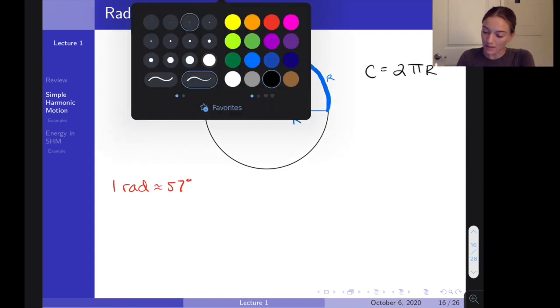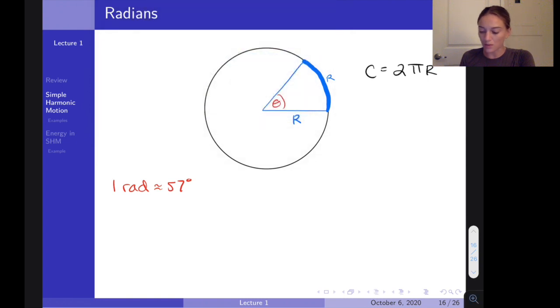So 1 radian is equal to 57 degrees, and if you want to switch between radians and degrees, let's say we had 1 radian, and we want to switch that into degrees, you could do times 180 degrees over pi.